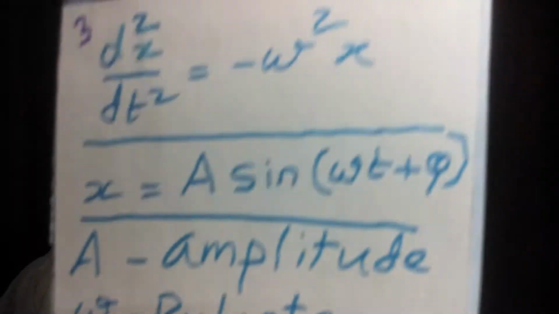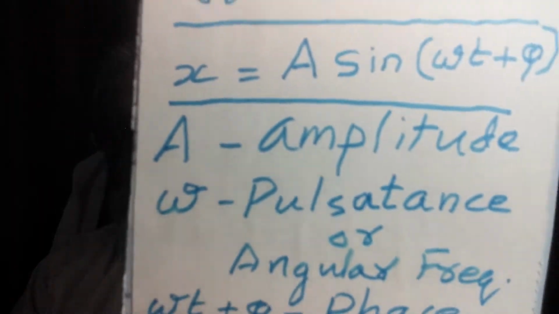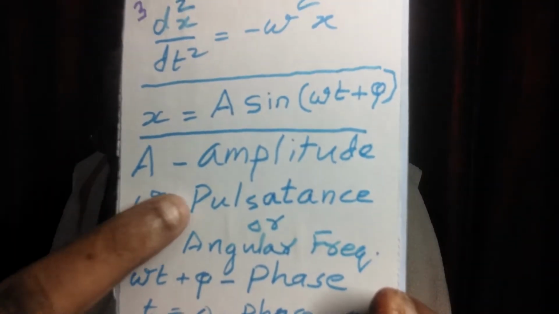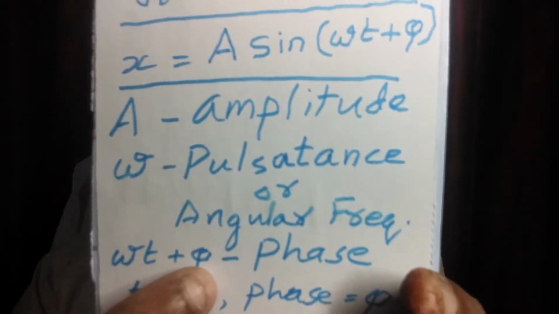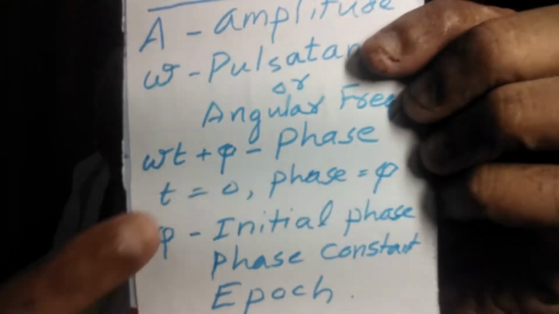Omega t plus phi. Omega is called pulsatance, that I have told you. Omega t plus phi is called phase of vibration. Knowing the value of omega t plus phi, we can locate the position of the oscillator. So it denotes the phase, the stage of vibration. Where is the oscillator at this time? That quantity is called phase. So omega t plus phi is the phase.